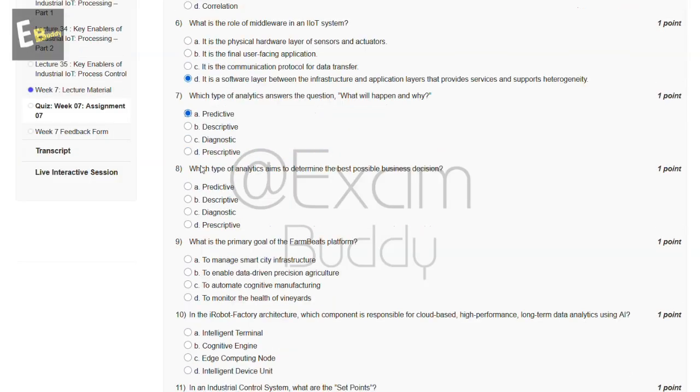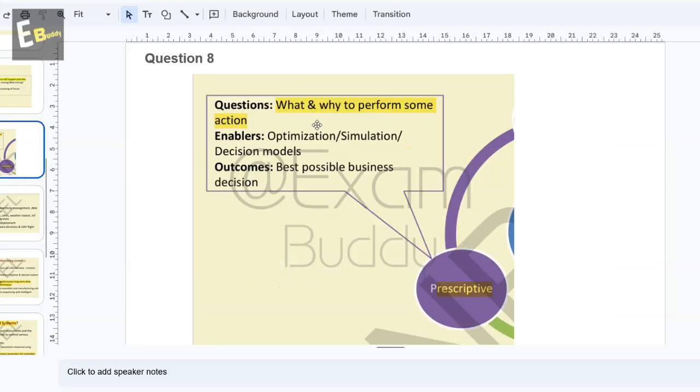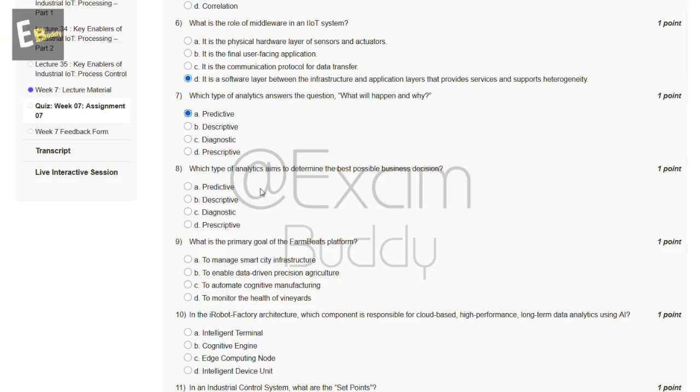Now the eighth question is, which type of analytics aims to determine the best possible business decision? So these are the options. And now let's check the answer of our eighth question. So question eight, what and why to perform some action? Prescriptive. So the answer of our eighth question is D, prescriptive.